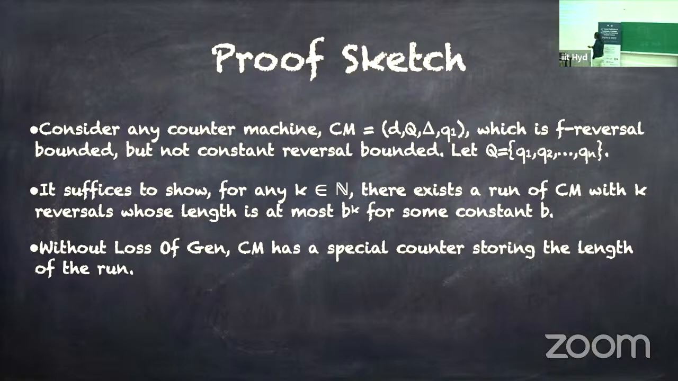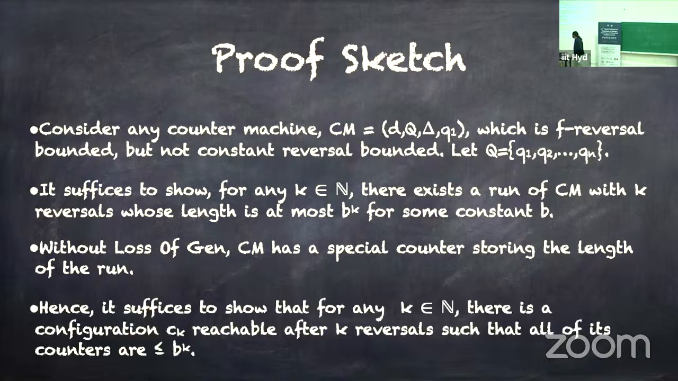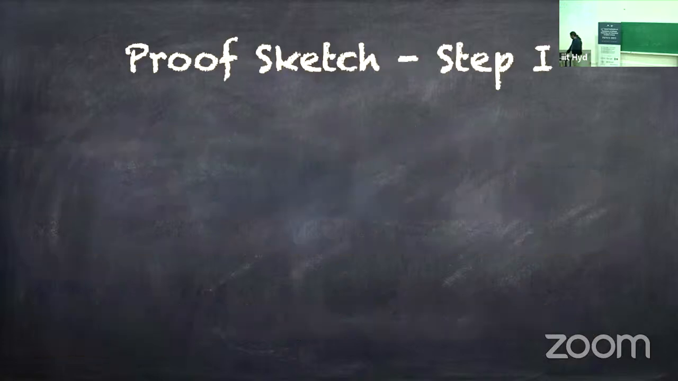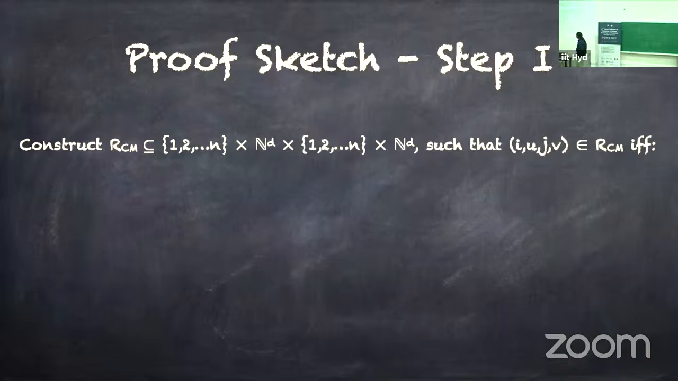So without loss of generality, CM has a special counter storing the length of the run. We can assume that. We can have a counter which you increment at every position. And now it suffices to show that for any k belongs to N, there is a configuration Ck reachable after k reversals, such that all of its counters are less than or equal to b^k. So instead of arguing about the length of the run, we now argue about the value of the counters, a bound on the value of the counters. So now the easy part is done.